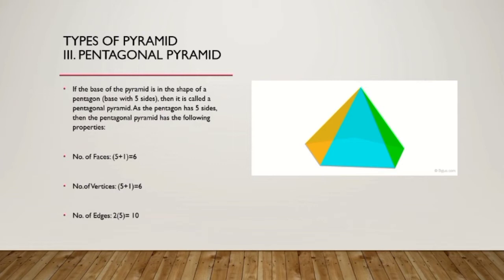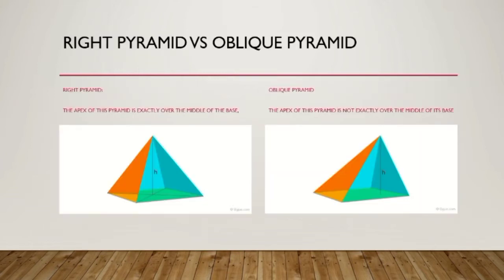Number of faces, 5 plus 1 equals 6. Number of vertices, 5 plus 1 equals 6. Number of edges, 2 times 5 equals 10. Right pyramid versus oblique pyramid. Right pyramid: the apex of this pyramid is exactly over the middle of the base. Oblique pyramid: the apex of this pyramid is not exactly over the middle of its base.